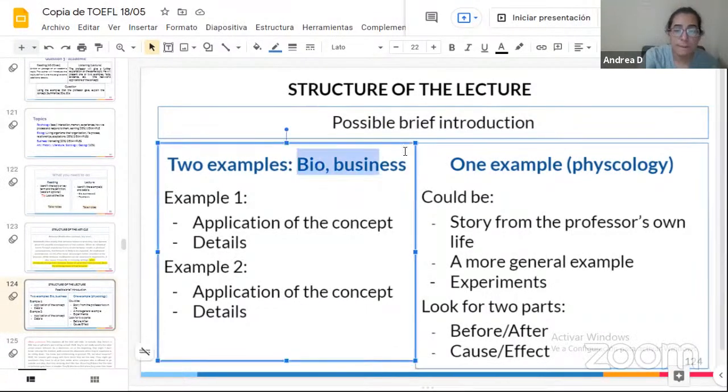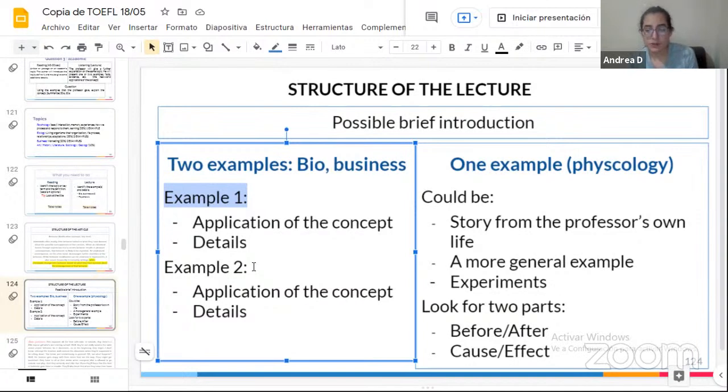Now, if it's a biology or a business topic, then you will have two examples. If it's a biology one, then it will probably be two animals or two plants. So this animal here does this and does that, and this other animal here does this and does that. Or this plant here releases chemicals, and this other plant here has certain features, I don't know. Or if it's business, maybe you have two companies or two products or two techniques, two strategies, what have you.